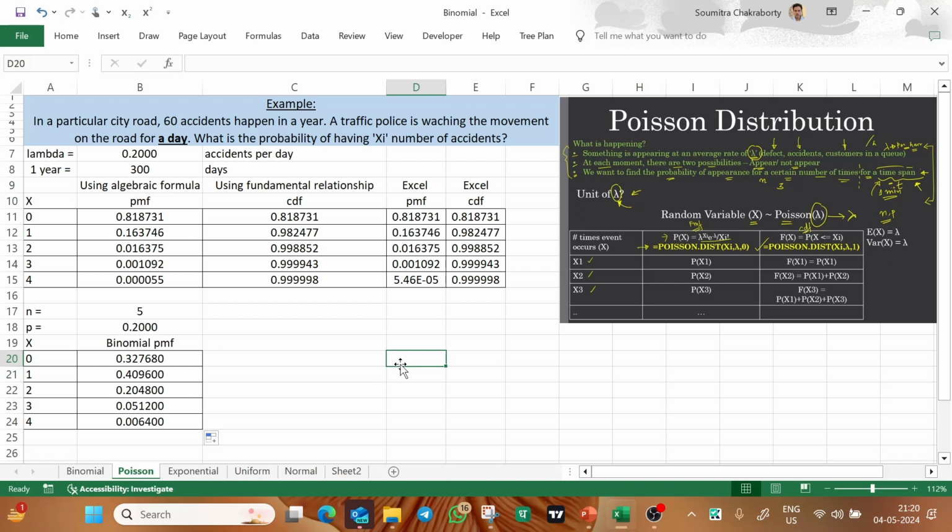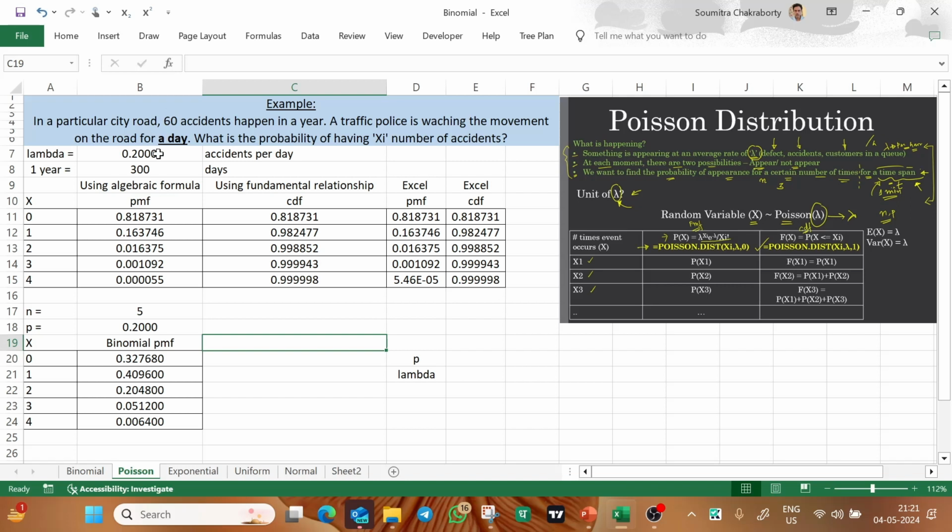Yes, actually they can be compared only when your p value or this lambda value is small. You see here, what is the p value? The p value is 0.2, which is much higher. 0.2, 60 accidents per year. This is a humongous figure. When this type of figure is available, your Poisson probabilities and binomial probabilities will never match. They match only when the value of lambda is very small, like 1 accident per year or 3 accidents per year.